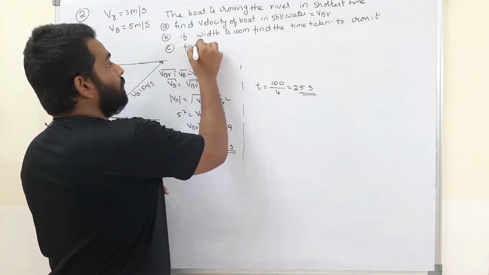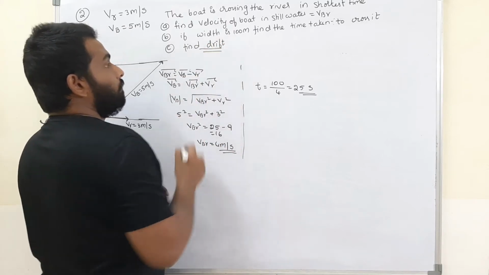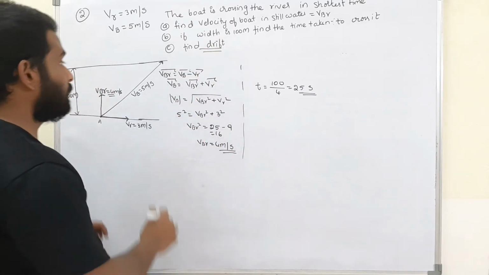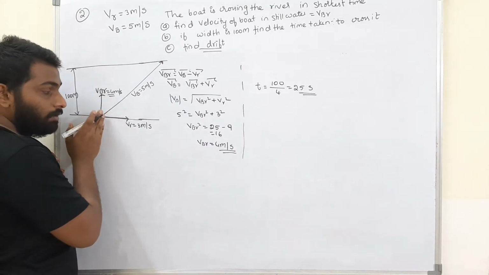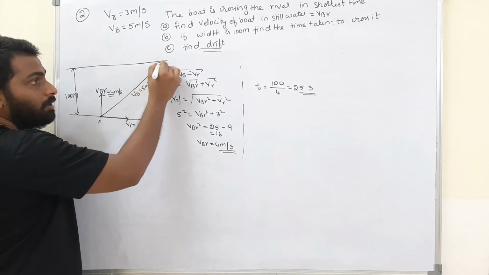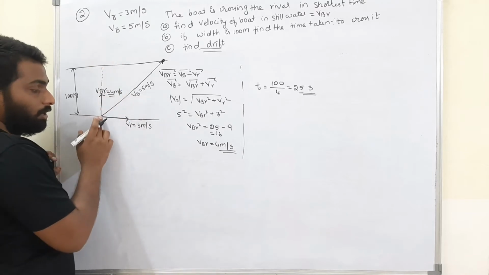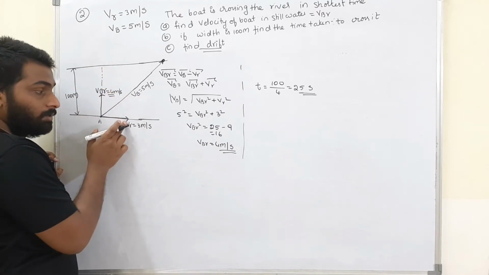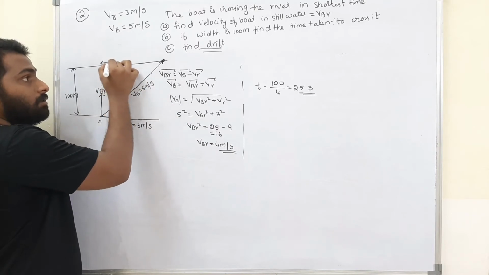Find drift. What is a drift? The boat is sailing in this direction. Because of the river flow, the boat is pushed in this direction. Therefore, the boat will move like this. That means the boat will reach here. Actually, the boat has to move in this direction, but because of the river velocity, the boat is pushed in this direction. Therefore, this is a drift.